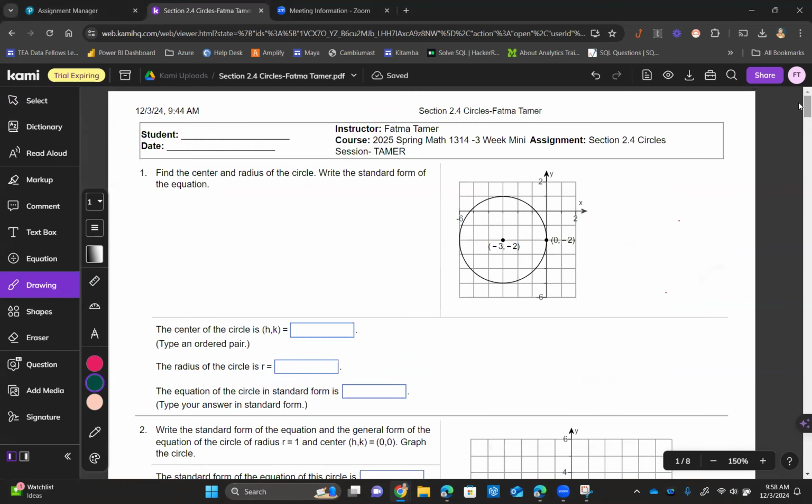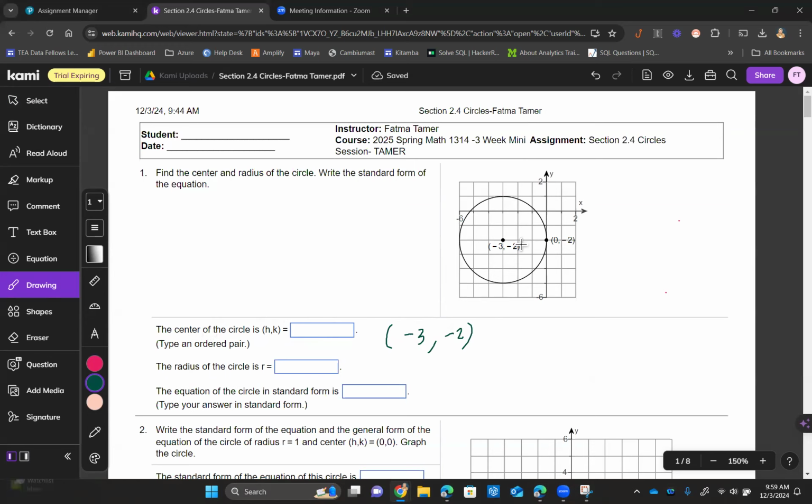items related to circles. In question number 1, we have a given graph of a circle, and they want us to find the center and the radius. The center is always this middle point, and they already labeled this point on the graph. So the center, h comma k: the h value is -3 and the k value is -2, and this is the answer for part A.